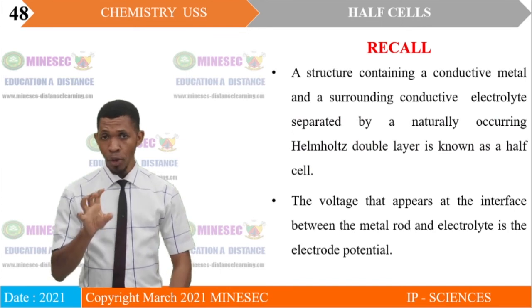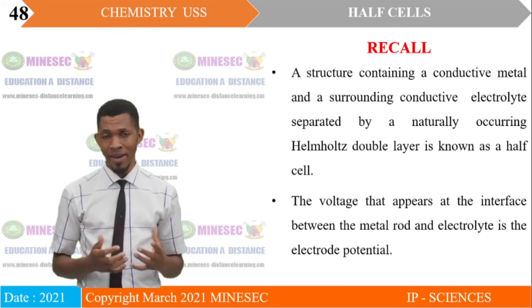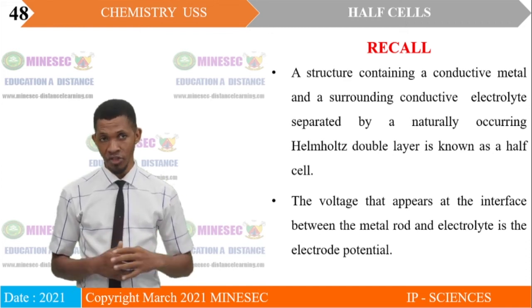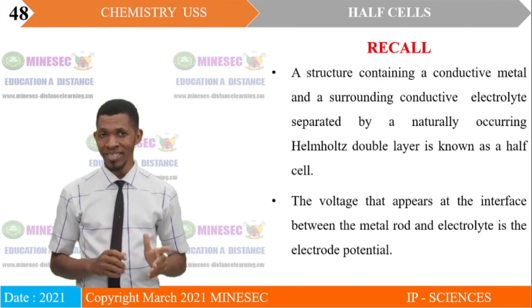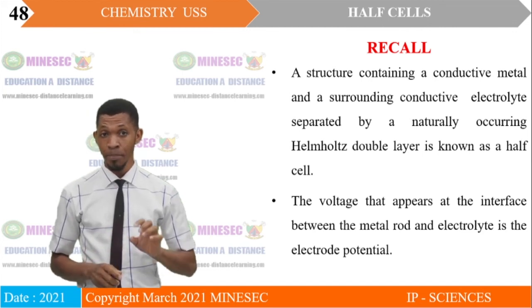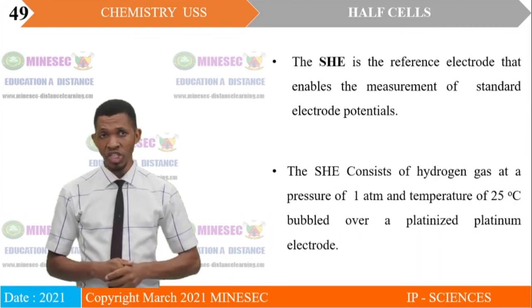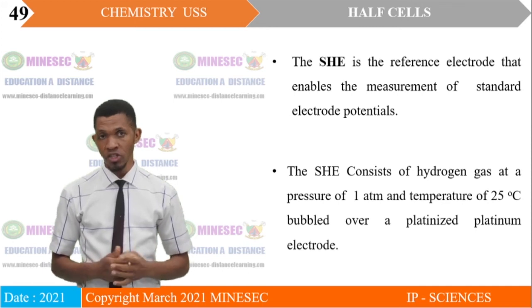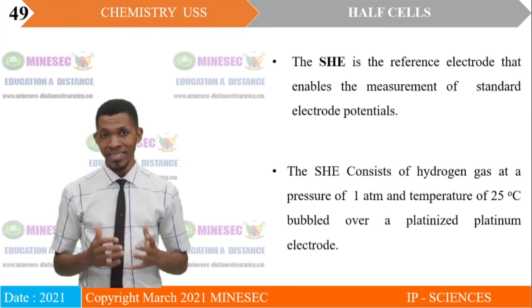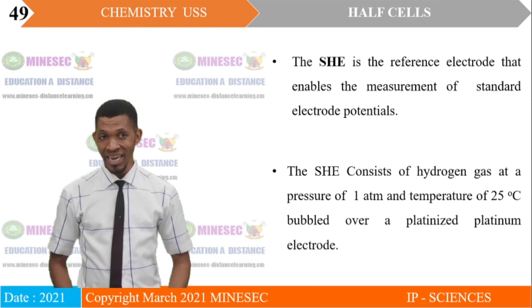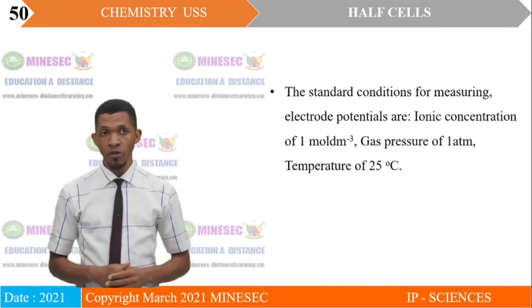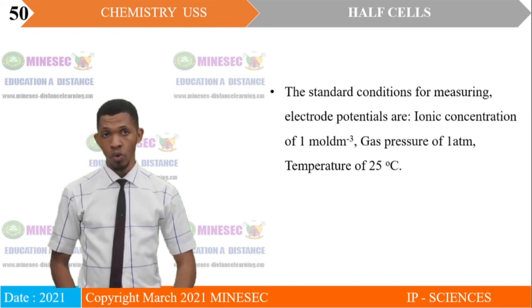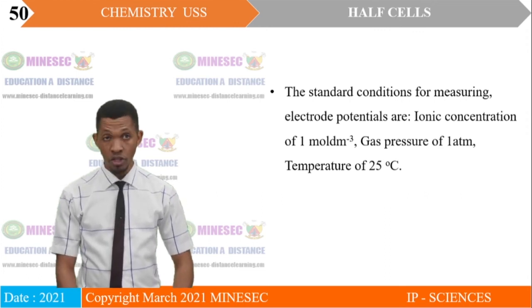Recall, it is important to remember that a structure containing a conductive metal and a surrounding conductive electrolyte separated by a naturally occurring Helmholtz double layer is known as a half cell. The voltage that appears at the interface between the metal rod and the electrolyte in a half cell is the electrode potential. The standard hydrogen electrode is a reference electrode that enables the measurement of standard electrode potentials. The standard hydrogen electrode consists of hydrogen gas at a pressure of 1 atmosphere and a temperature of 25 degrees Celsius bubbled over a platinized platinum electrode. The standard conditions for measuring electrode potentials are ionic concentration of 1 mole per cubic decimeter, gas pressure of 1 atmosphere, and a temperature of 25 degrees Celsius.